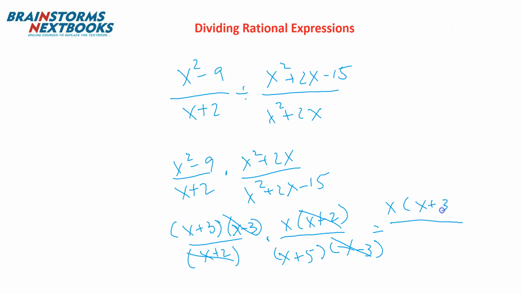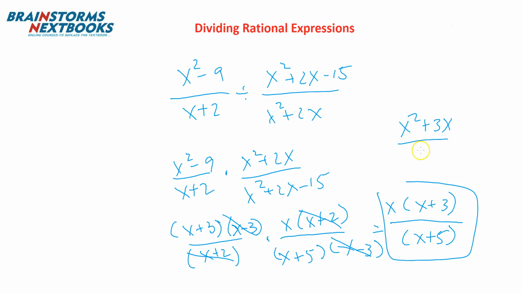And then x plus 3 all over, it looks like just an x plus 5. And remember, this is your answer. Could we distribute the x? Totally. Then we would just have x squared plus 3x over x plus 5, which is correct, right? It really kind of just depends on what your teacher likes. So both these answers are right.